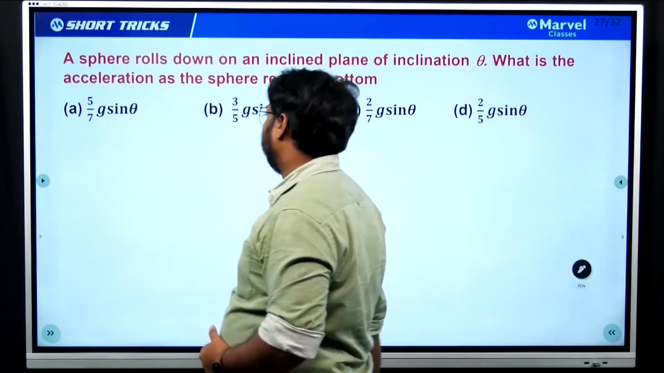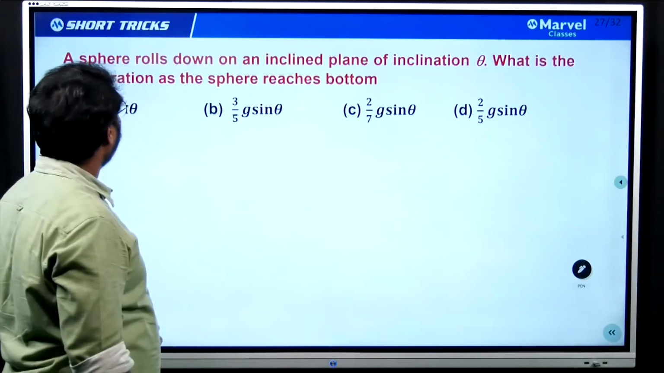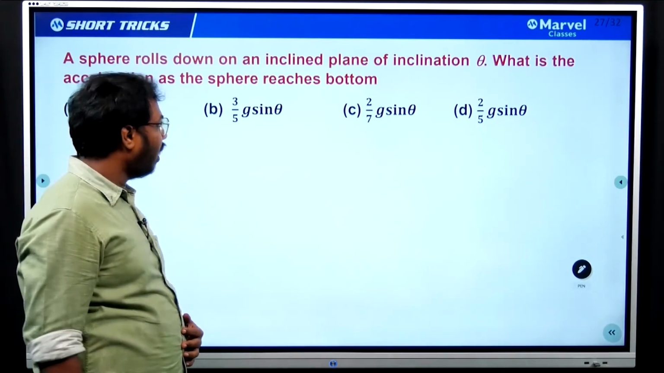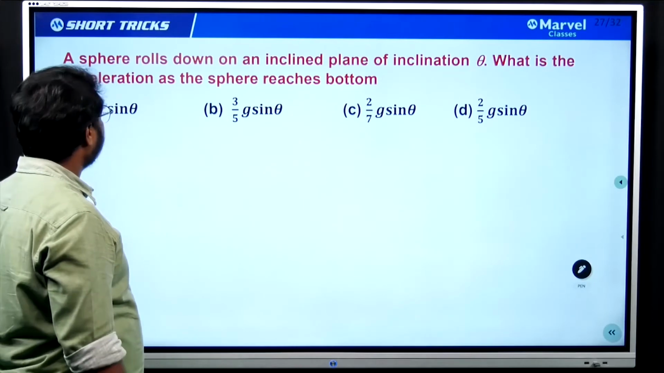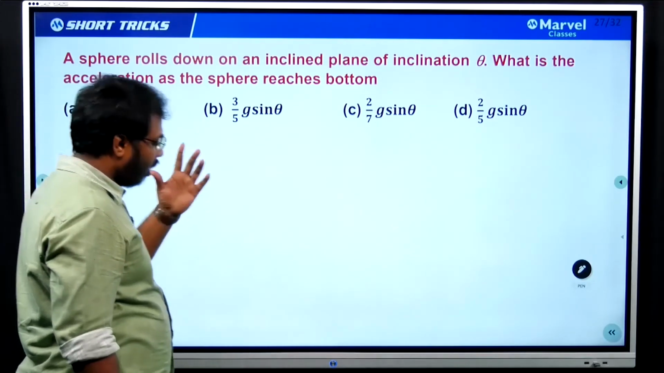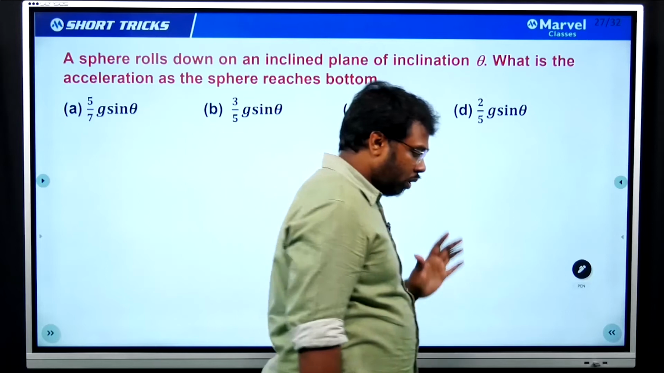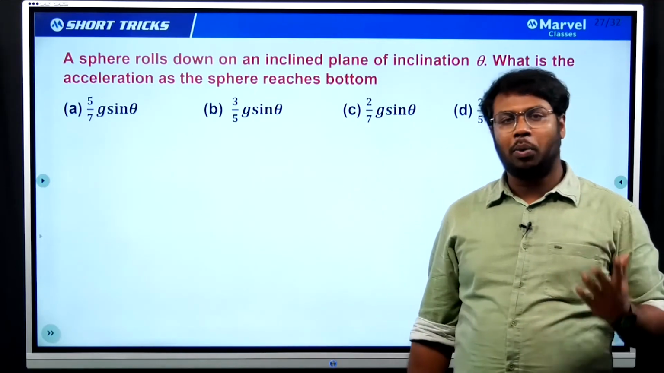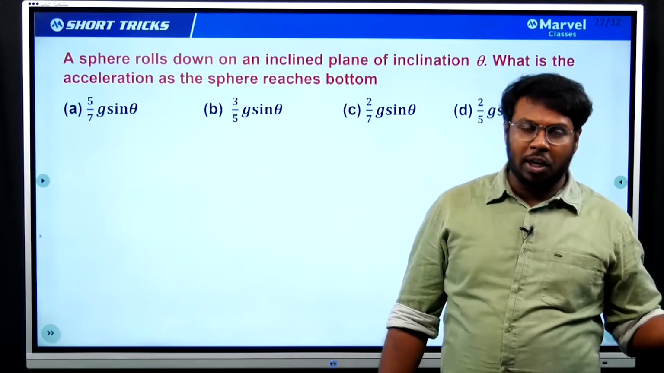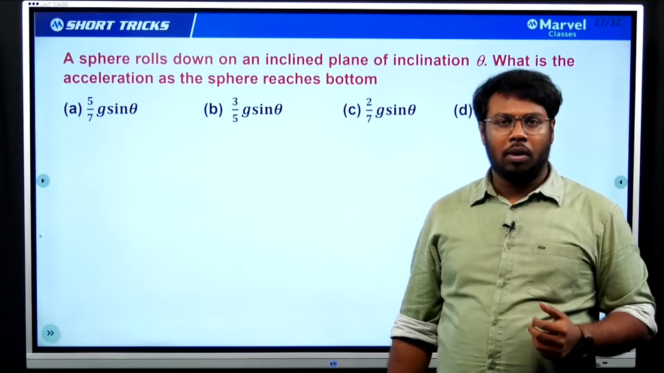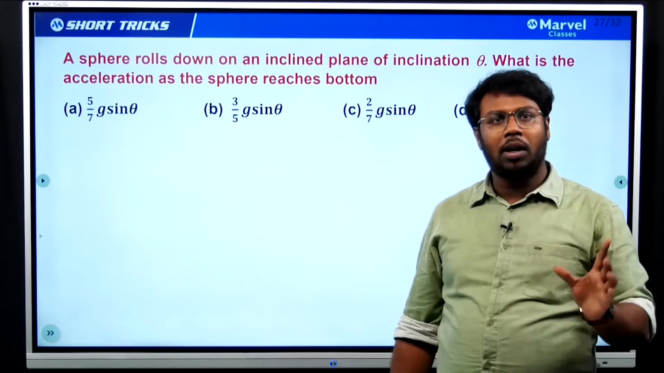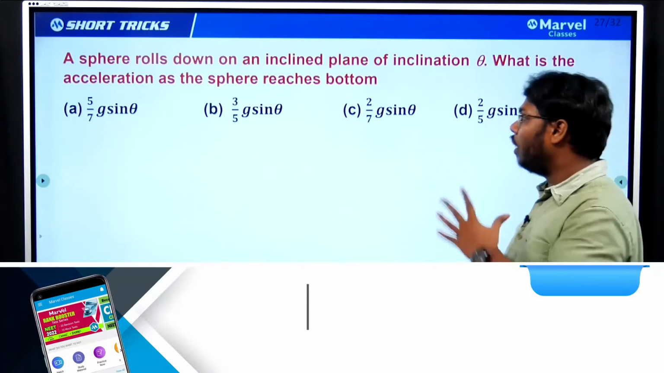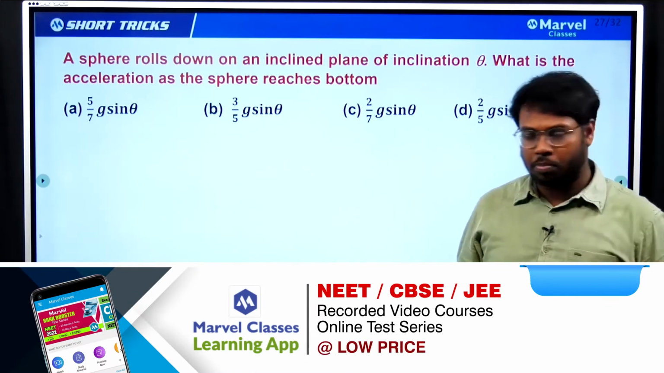So this is the question. A sphere rolls down on an inclined plane of inclination theta. What is the acceleration of the sphere when it reaches the bottom? So in here they have just given you it is a sphere. You might wonder whether it is a spherical shell or a solid sphere. Whenever it is given as sphere, you have to consider it to be a solid sphere. So whatever we are dealing here is just a solid sphere.